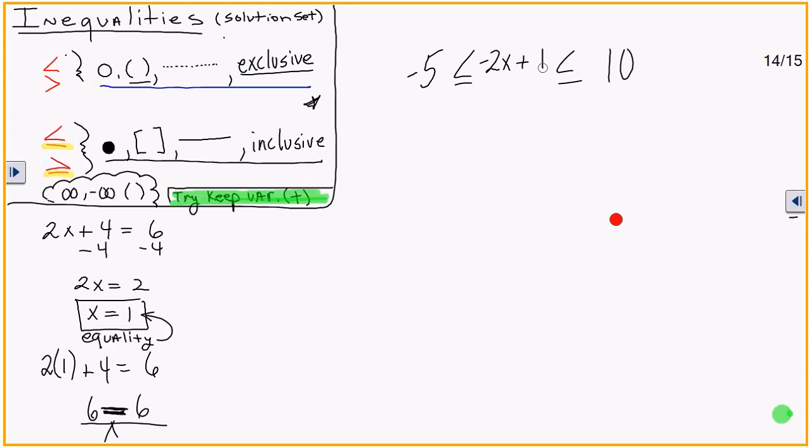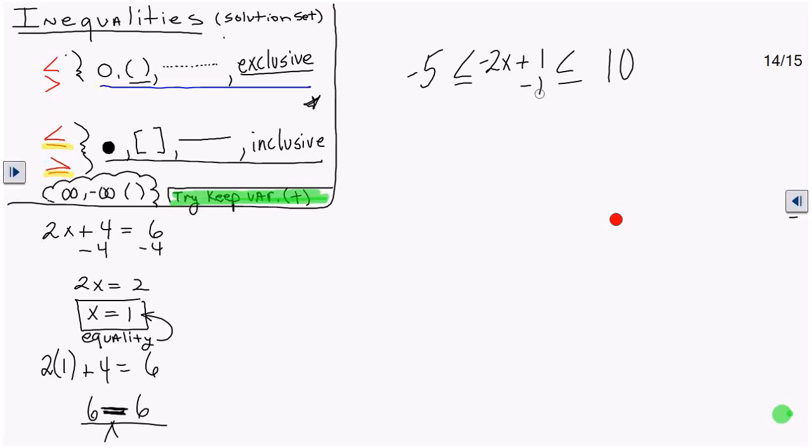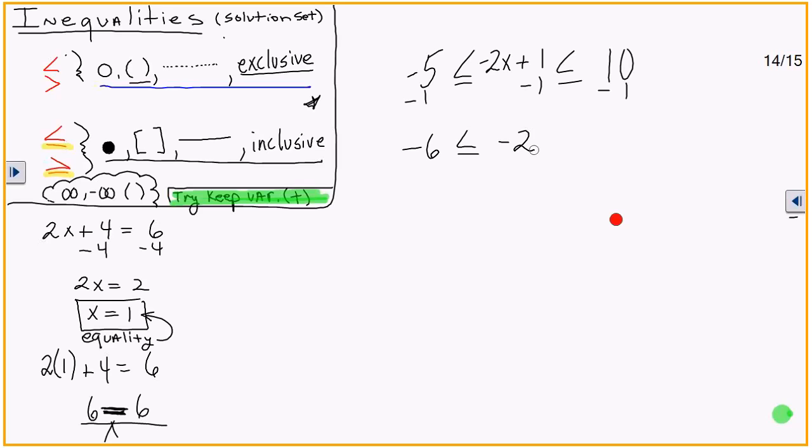Okay, now my x is in the middle, so I've got to get rid of that positive 1. That means I've got to subtract 1. If I do it here, I've got to do it here and here. So that gives me negative 6 less than negative 2x less than or equal to negative 11. Now I have to divide by negative 2.